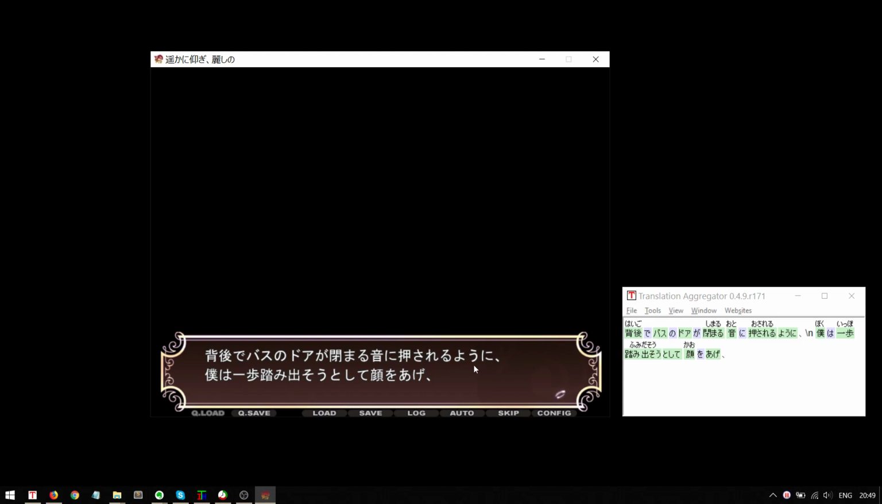This ように is a very tricky grammar piece that has a lot of meanings. I'll just tell you what it means here.